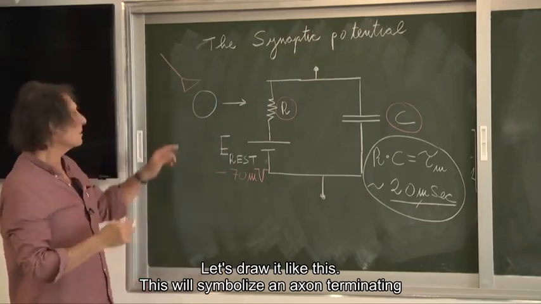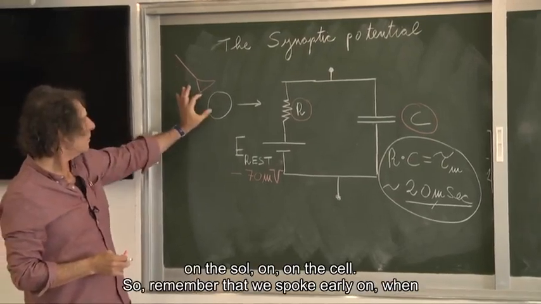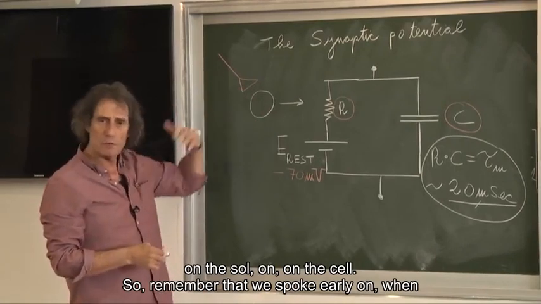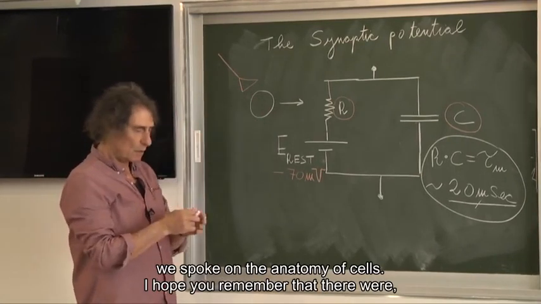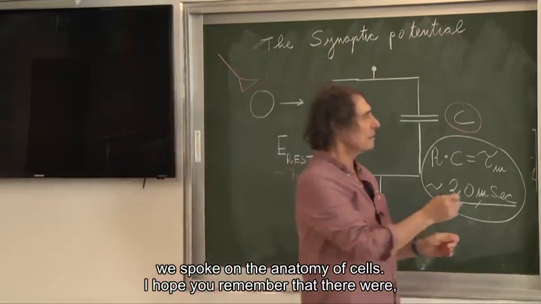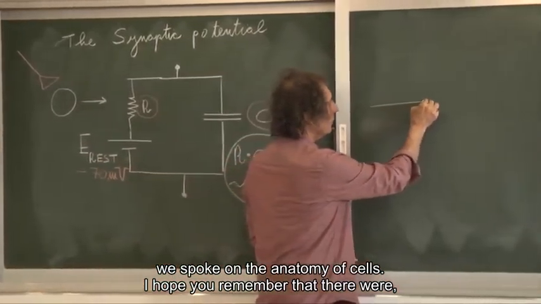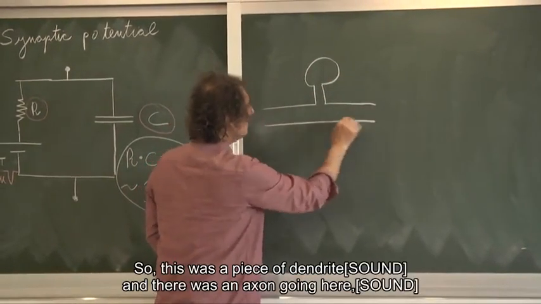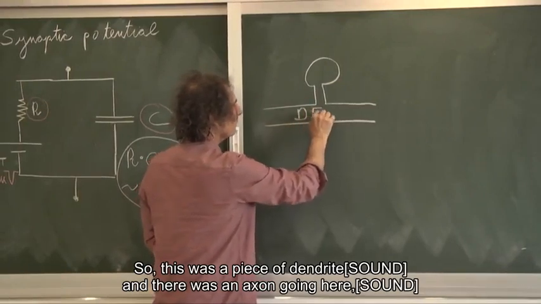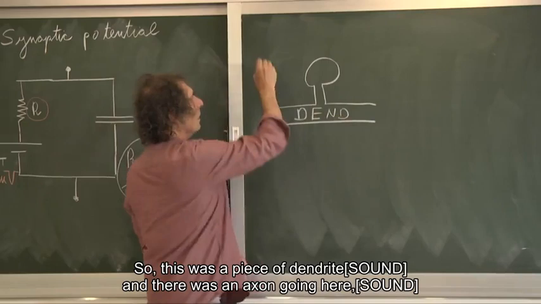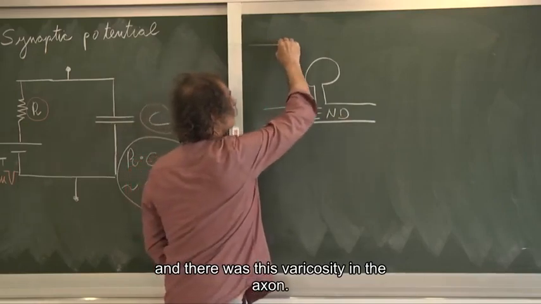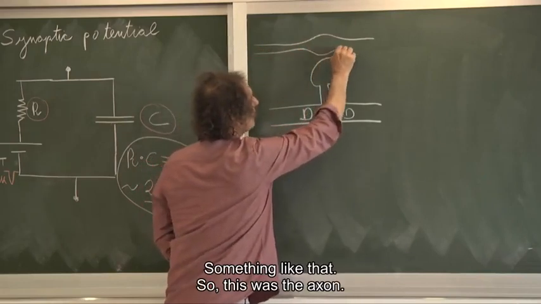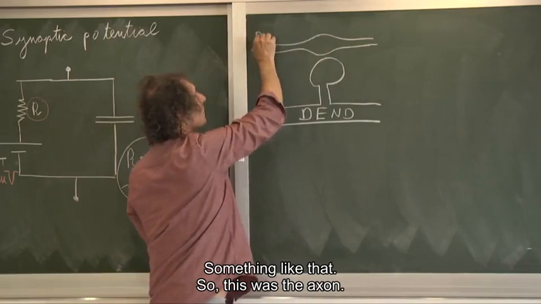This will symbolize an axon terminating on the cell. So remember that we spoke early on, when we spoke on the anatomy of cells, I hope you remember that typically there were dendrites with spines. So this was a piece of dendrite. And there was an axon going here. And there was this varicosity in the axon. Something like that. So this was the axon.